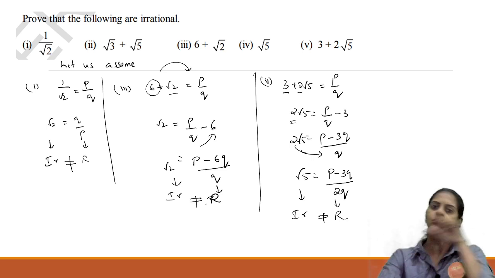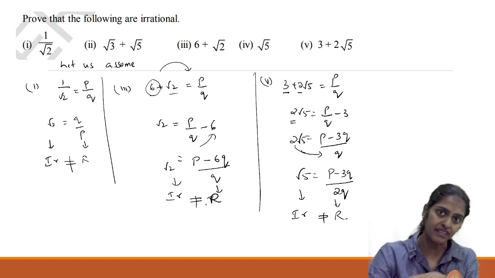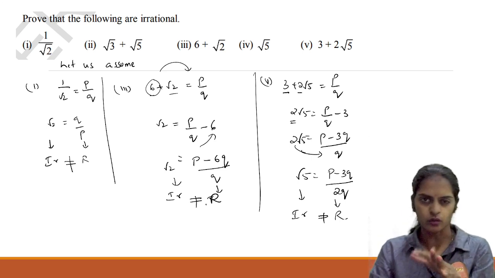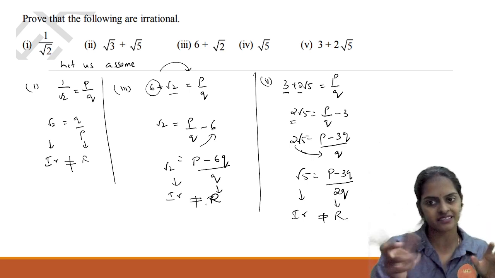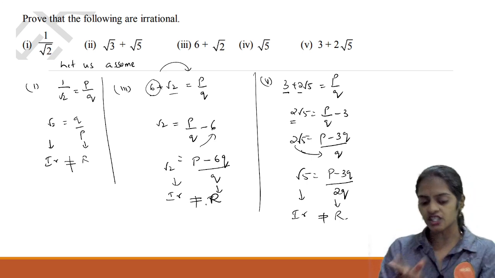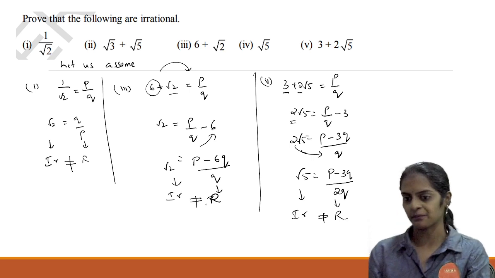6 plus root 2. 6 is rational, root 2 is irrational. 3 plus 2 root 5. 3 is rational, root 5 is irrational. You have 2 also in that. So there is always a combination of rational and irrational in all the three questions which we have done. And whenever there is such a combination, I did not square. If you just observe, I did not square anywhere.